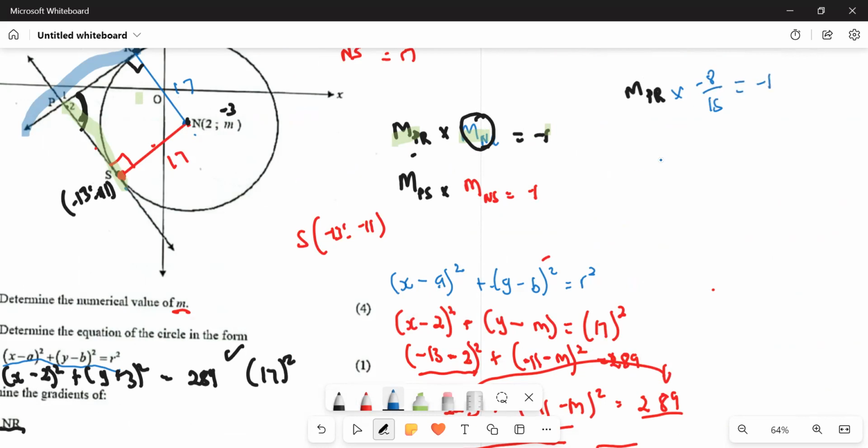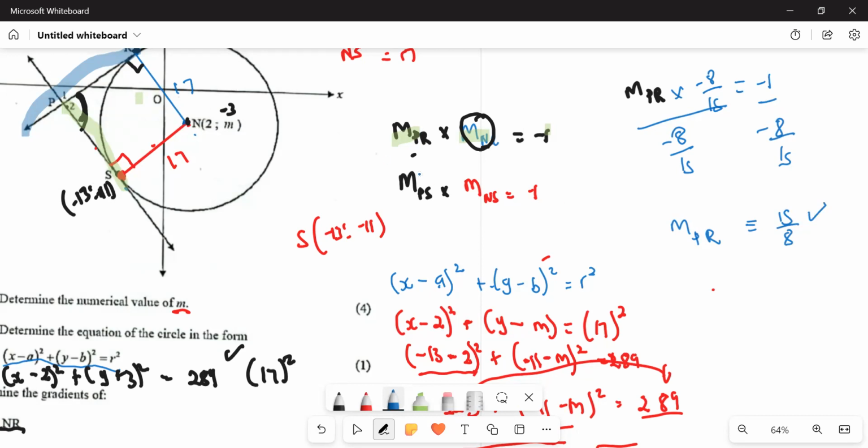To minus 1 again. Okay, how do I get the M of PR then? We divide by minus 8 all over 15 again. Even this side we divide by minus 8 all over 15. And then we get M of PR. So M of PR we get as 15 all over 8. And the good news is this, even if we are not going to get all the marks, at least we got M of PR, which is 15 all over 8. They give us a mark here.